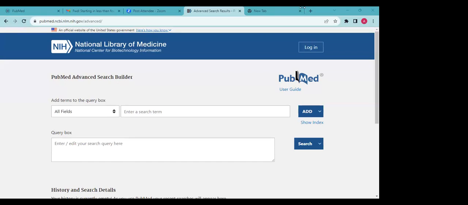So let me pick the words that we have used in the presentation. They're the ones that I want to search for.